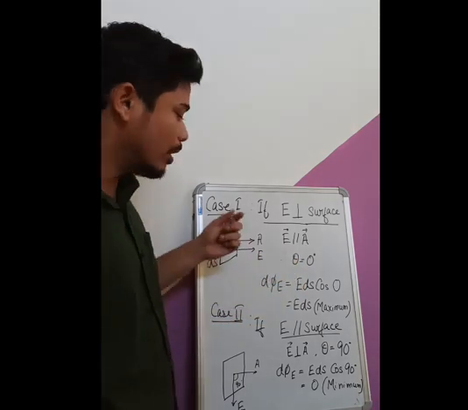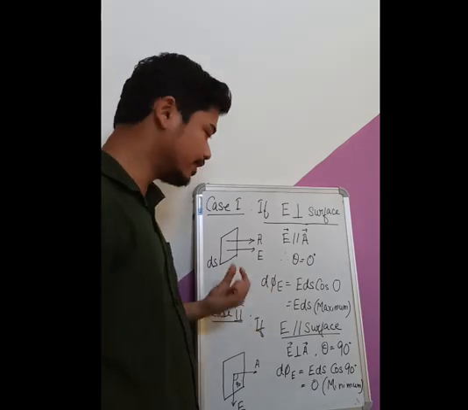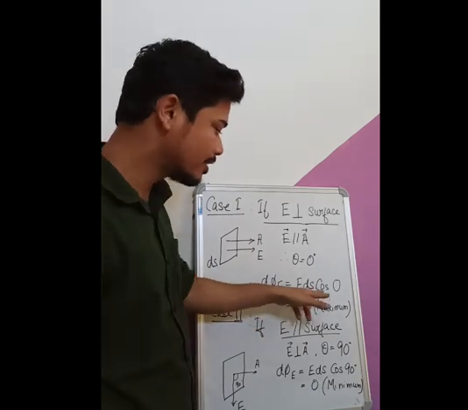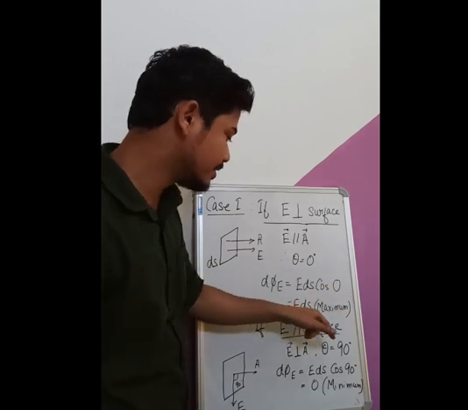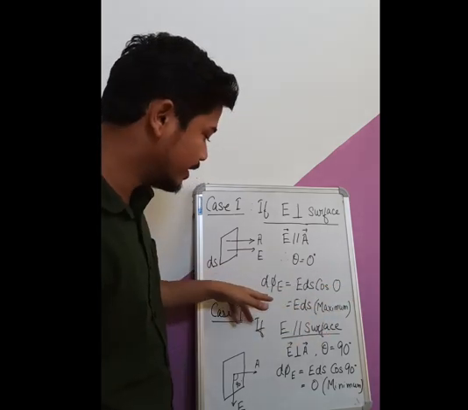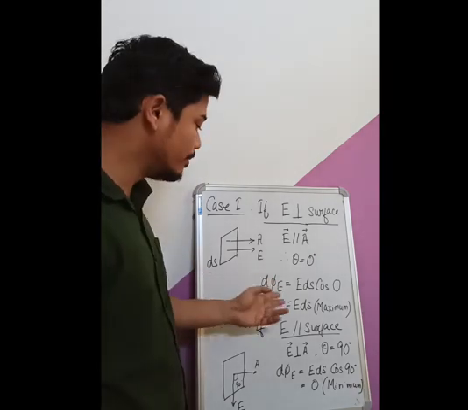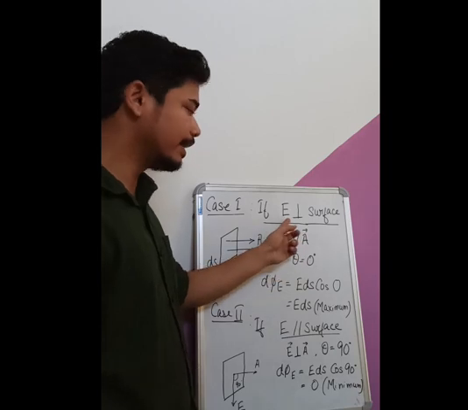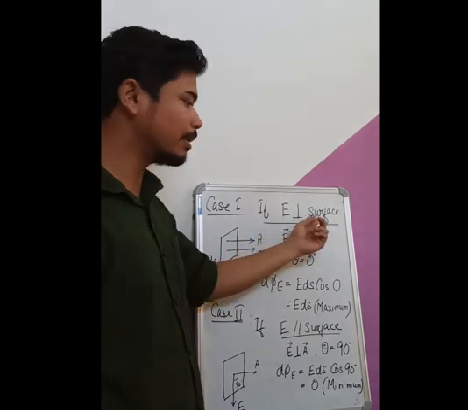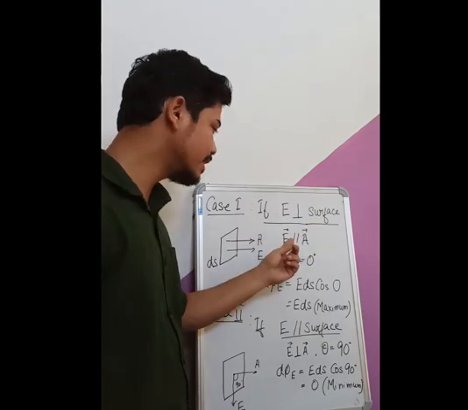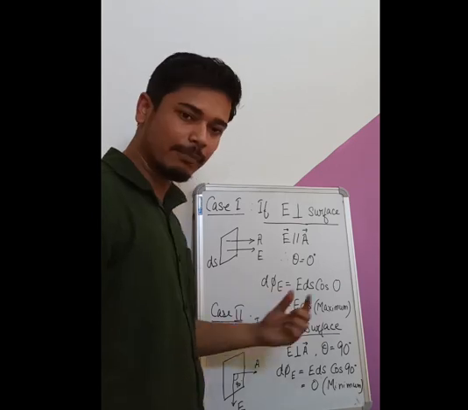For this case, what would be the value of small electric flux linked with this surface? That would be equal to E ds cos theta. Here theta is 0 degree, so we get E ds. So the electric flux d phi E will be maximum when the electric field is perpendicular to the surface. The electric field must be perpendicular to the surface as well as parallel to the area vector. Only then the electric flux will be maximum.